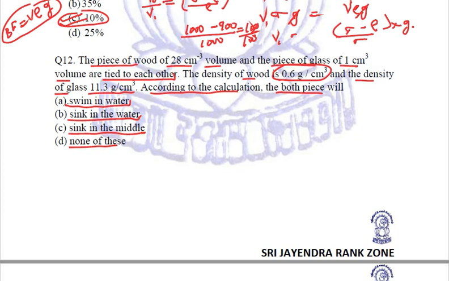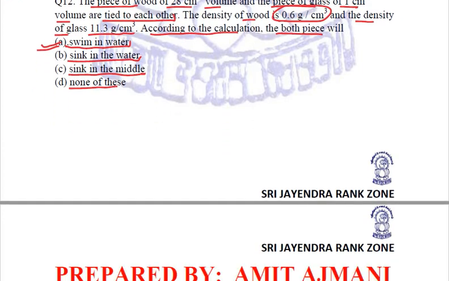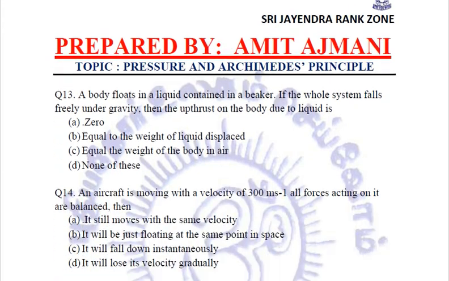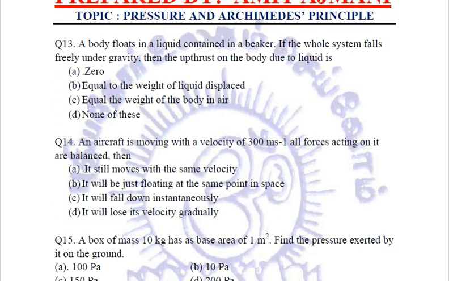Now what will happen is, if we tie a piece of glass with a piece of wood, then they are going to swim in water, because the density of wood is quite less, 0.6 gram per centimeter cube, and the piece of wood is quite big as compared to the piece of glass. Clear? So they are going to swim in water if they are tied together. The answer is option number A. Let us come to the next question.